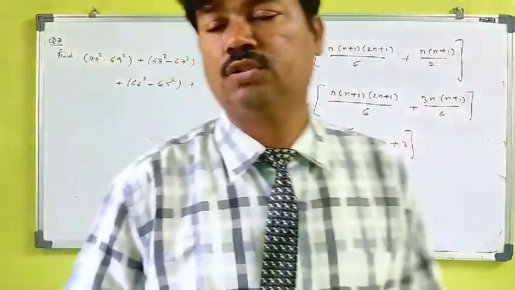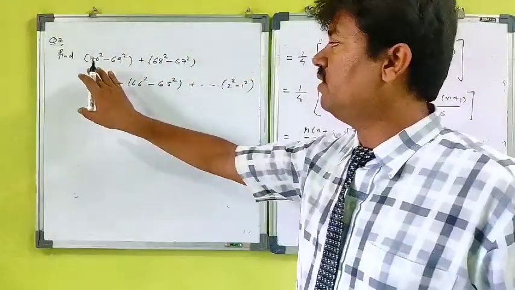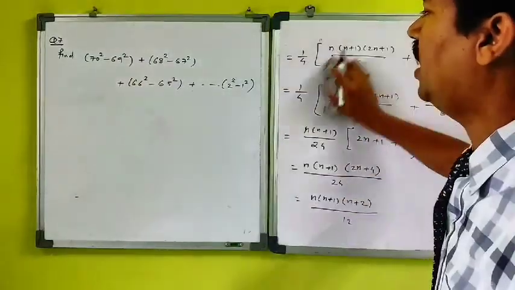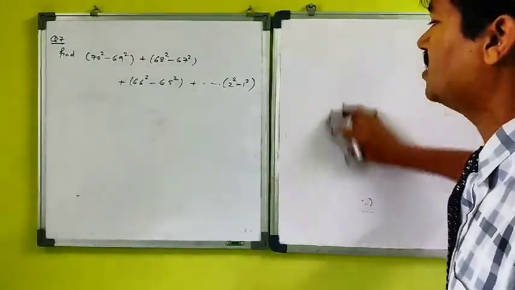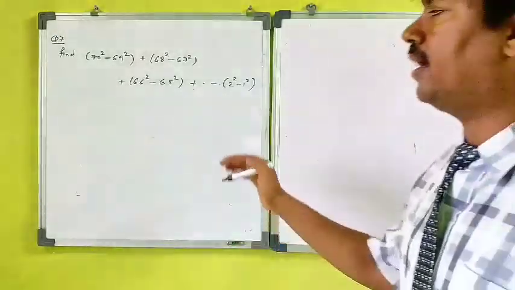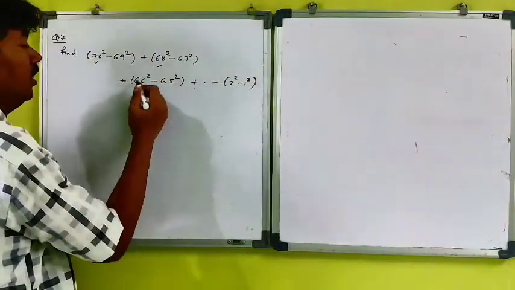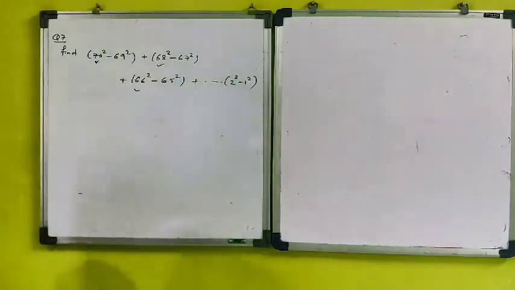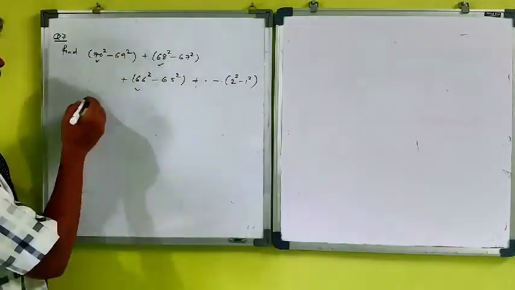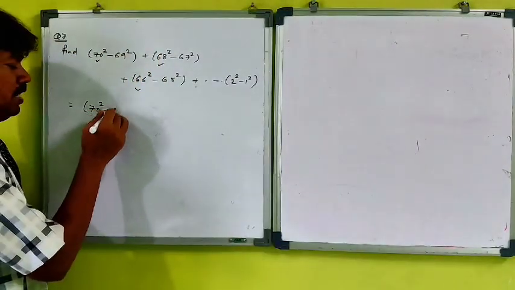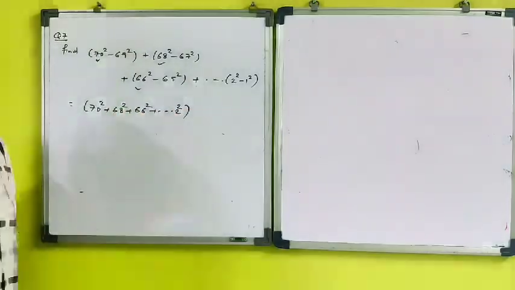Yes, so next, question number 7. In the 7th question, find the sum of 70 square minus 69 square plus 68 square minus 67 square plus 66 square minus 65 square, like this. The last bracket is 2 square minus 1 square. If you observe this, the first digit here is the even number square and the second one is odd. So we'll make it 2 separate brackets for this. It is better: that is 70 square, 68 square, 66 square, like this. The last one will be 2 square.